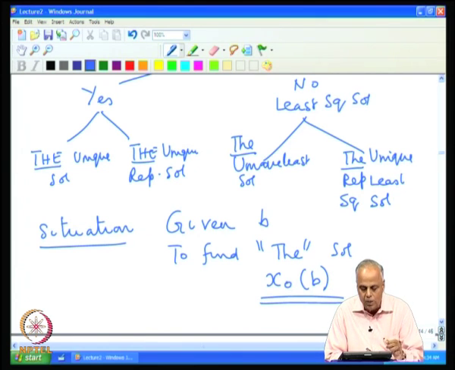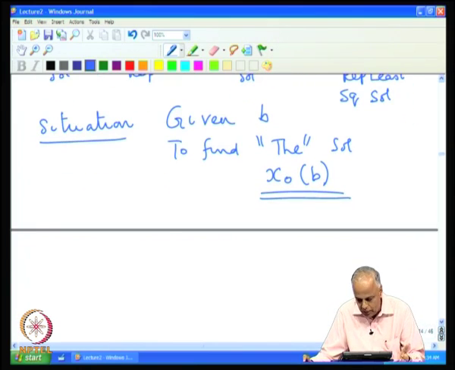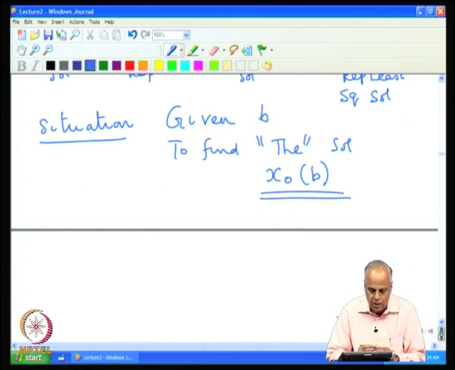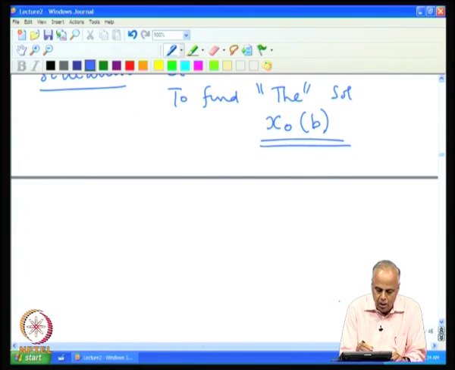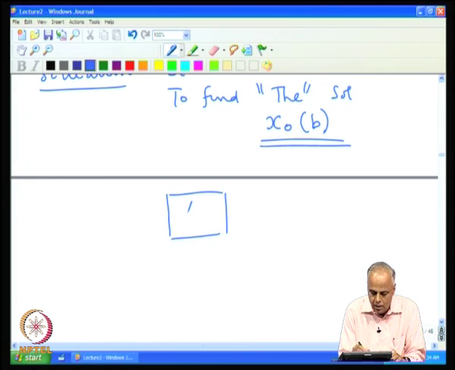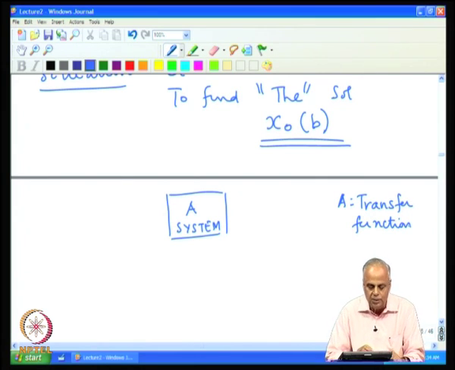So, our final job is: we are given the vector b, produce me the vector x naught b, which is the ultimate answer to your question about solving the system of equations. We can view this problem in the following way, namely, let us look at the matrix A as the transfer matrix or the transfer function of a linear system.